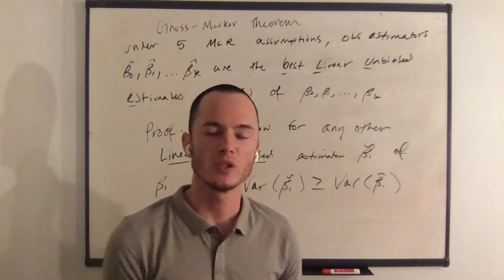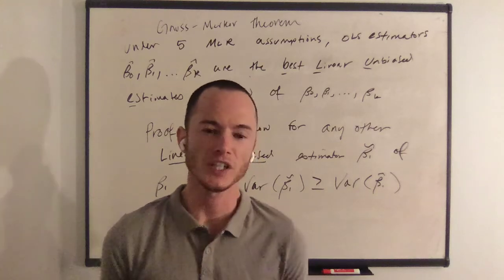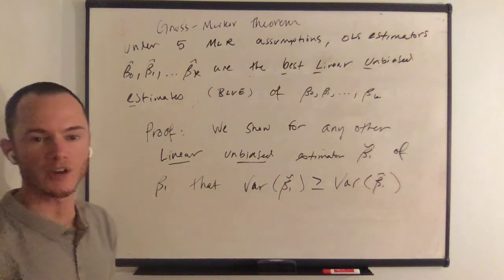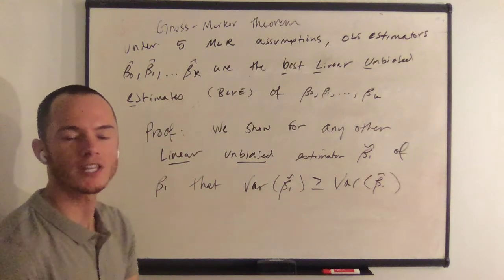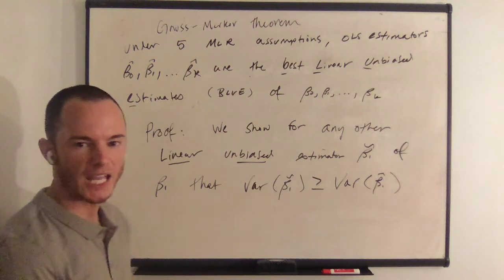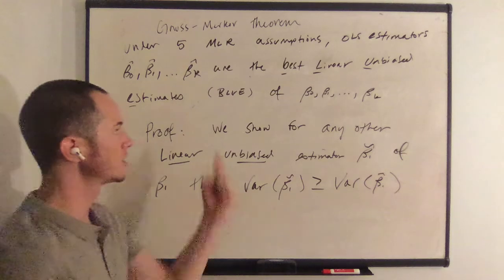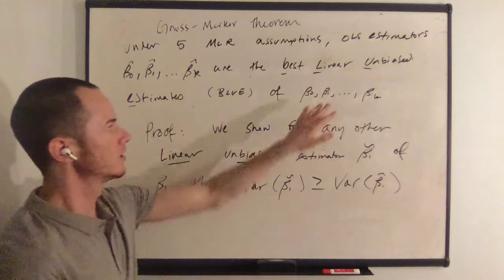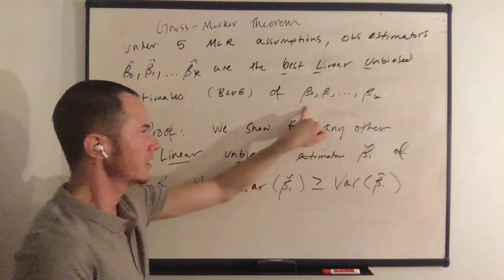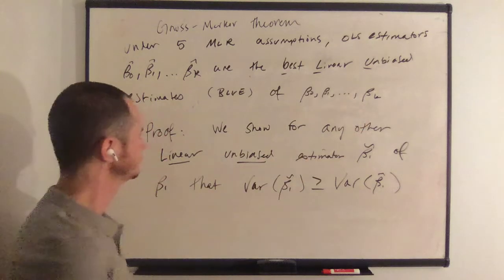In this video, we're going to prove the Gauss Markov Theorem. The Gauss Markov Theorem states, under the 5 multiple linear regression assumptions, the OLS estimators beta 1 hat through beta k hat are the best linear unbiased estimates. They are BLUE of beta 1. Really, we're looking at even the slope estimate, beta, the intercept estimate, beta naught through beta k.